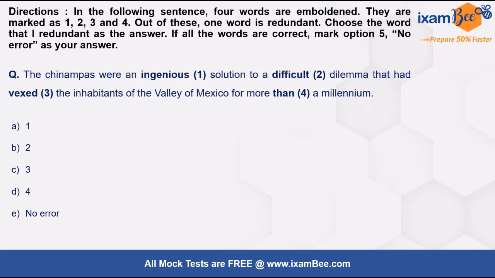Now in the next question, it says the Chinnappas were an ingenious solution to a difficult dilemma. Now a dilemma is already a difficult situation, so difficult is redundant here and we should not use it, right? So 2 is the correct option here. 2 should not be used.